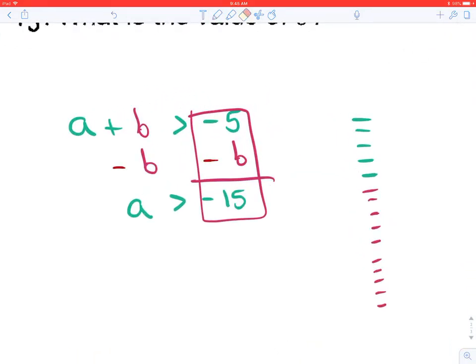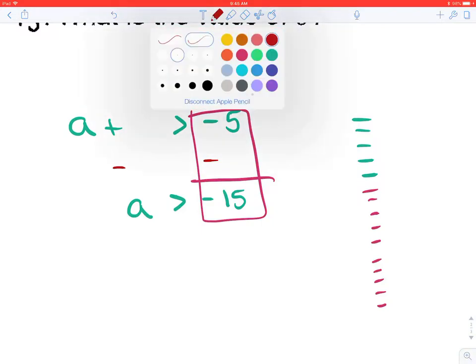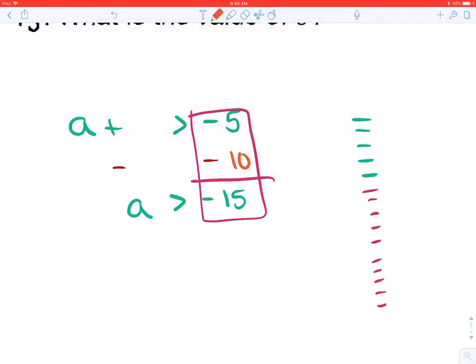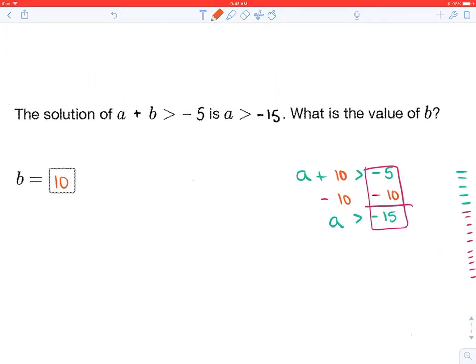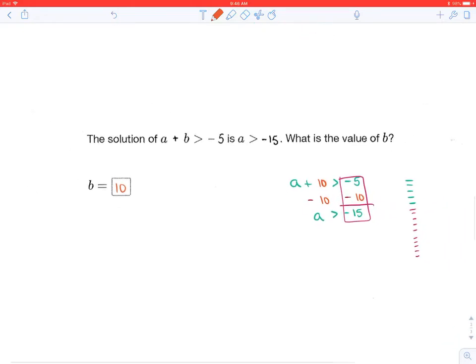And so we're going to replace all of these b's with the number, I'm going to do that in a very obviously different color, with the number 10. And so then we would say that b is equal to 10, not -10. Notice how I changed all the b's around, and it's a 10, not a -10. And that's how we would get our answer for that one.